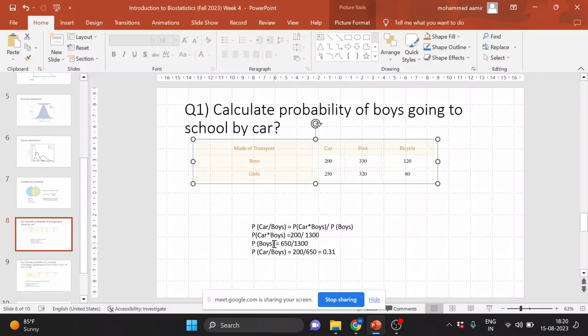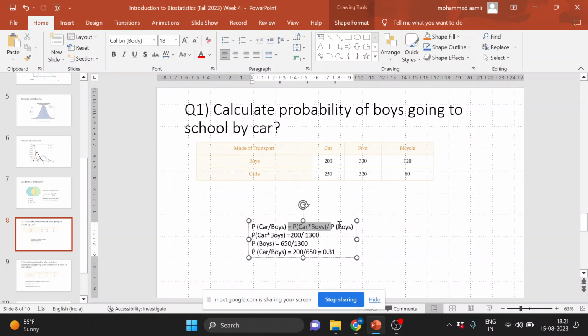Now, what is the probability that you have only boys? You need to calculate the number of boys. If you sum 200 plus 330 plus 120, you get 650. So it's 650 divided by the total number of boys and girls, again 1300. Now, probability of car given boys is nothing but this, right? If you substitute these values into the equation, you get 200 divided by 650, and that's 0.31. So that is the probability of boys going to school by car.